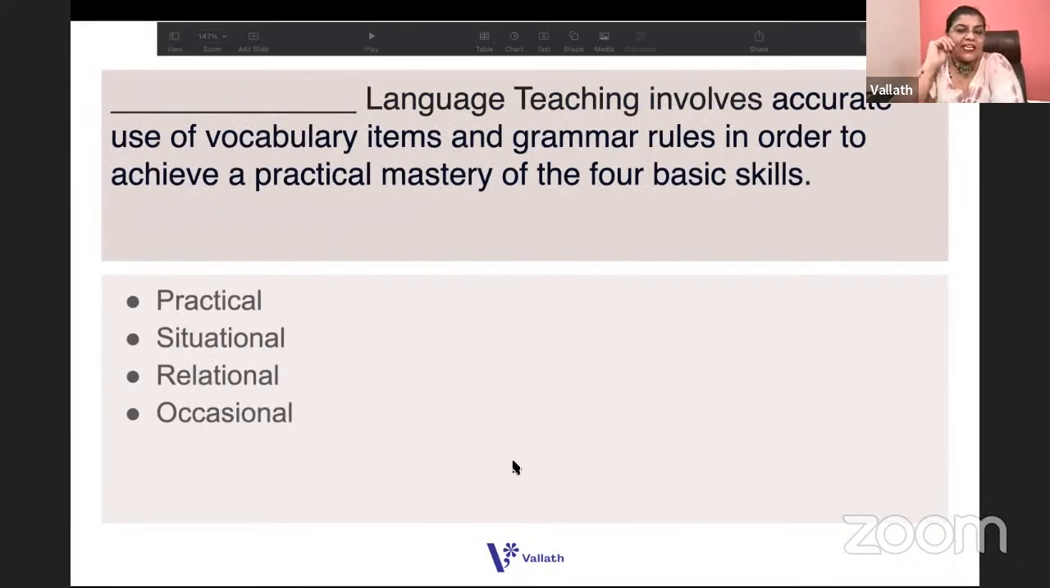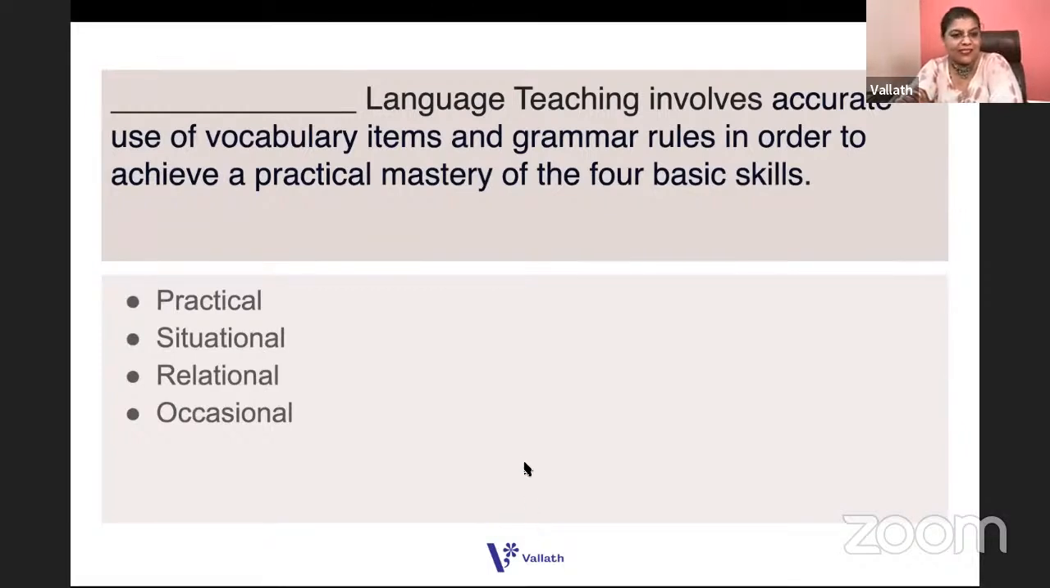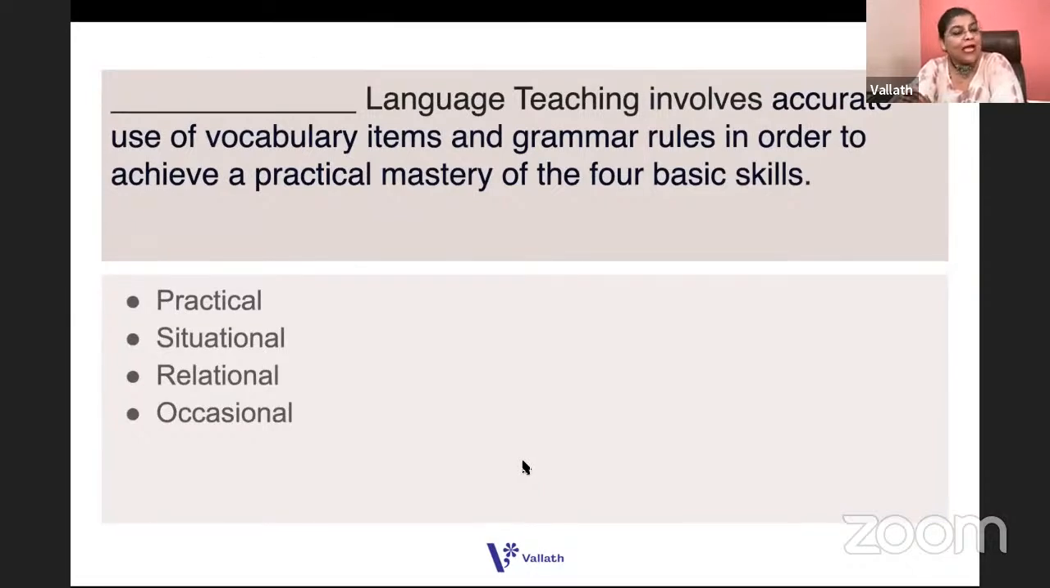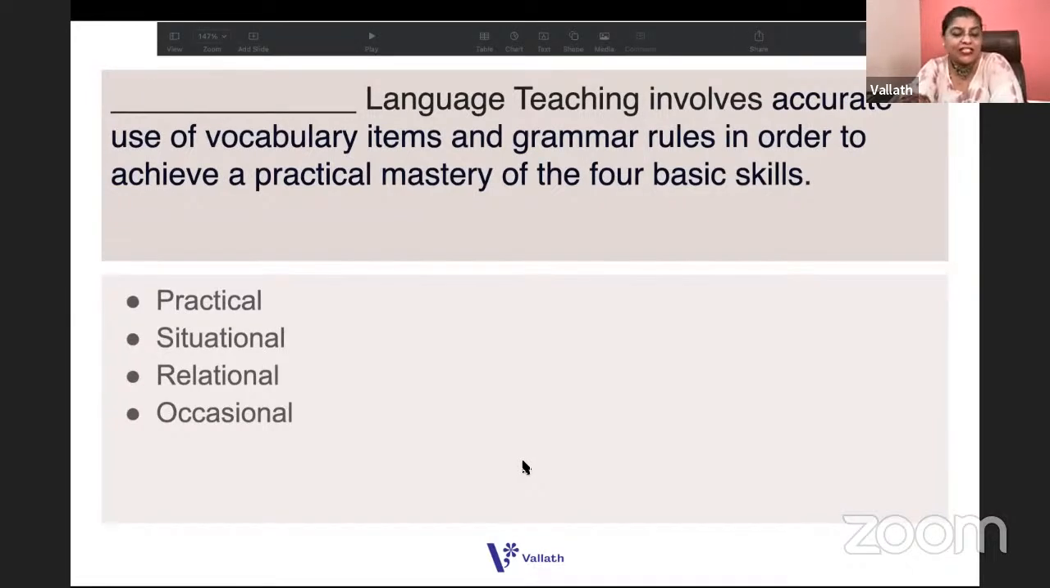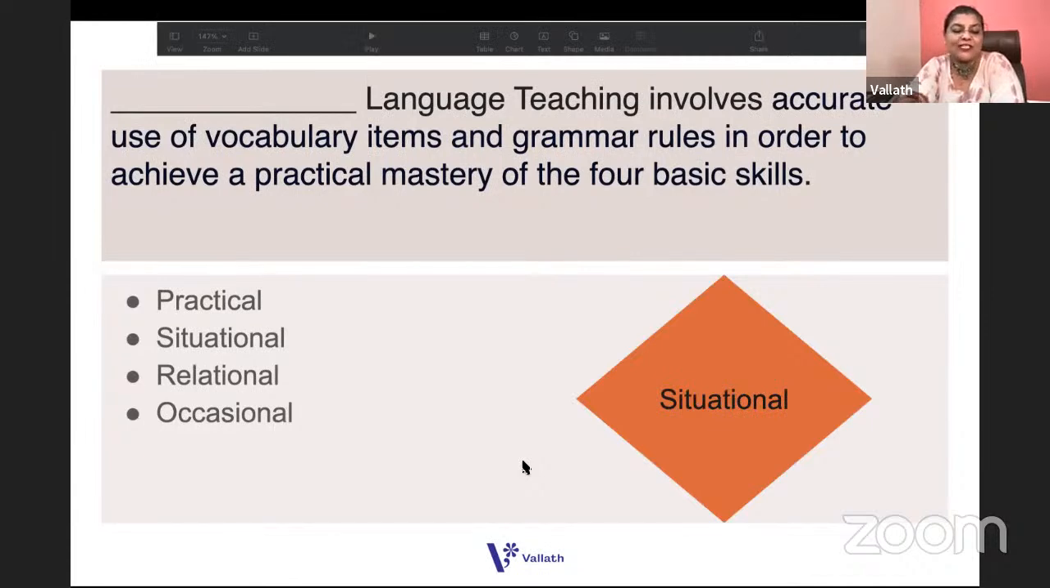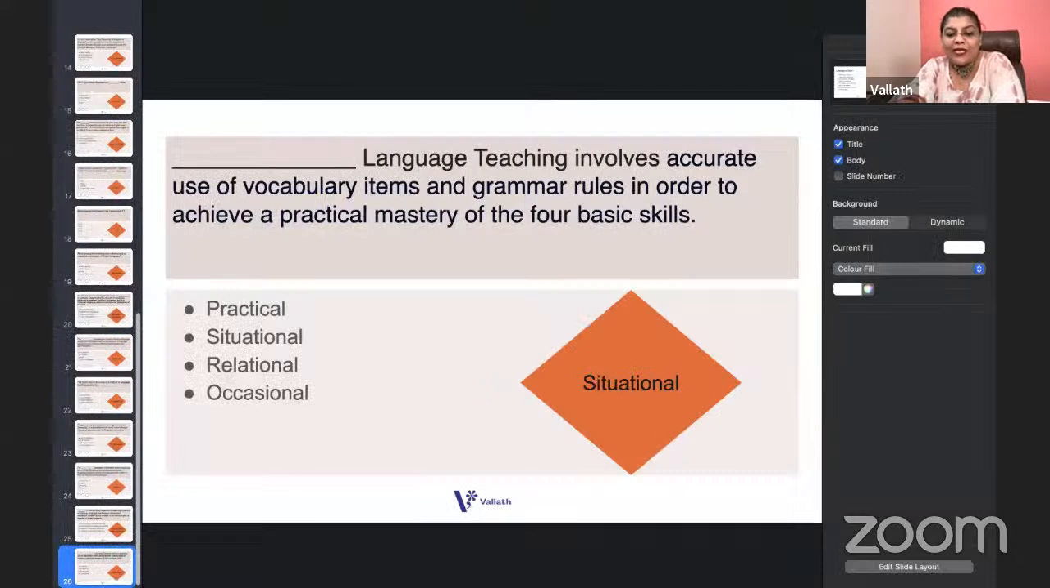Dash language teaching involves accurate use of vocabulary items. Vocabulary and grammar rules are taught. Is it practical, situational, relational, occasional? Which language teaching? It is situational language teaching. Okay, that brings us to the end of this session.